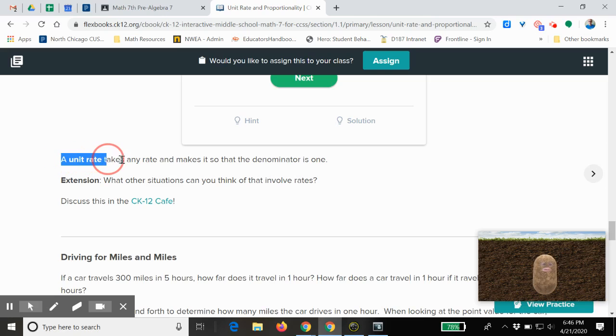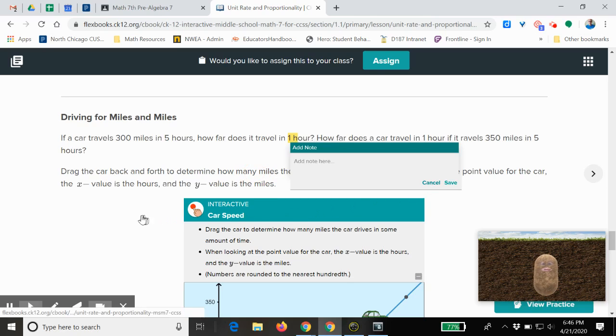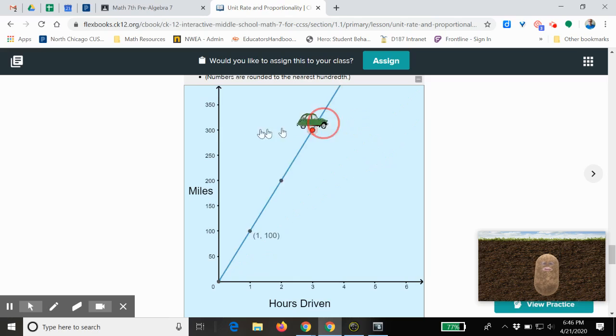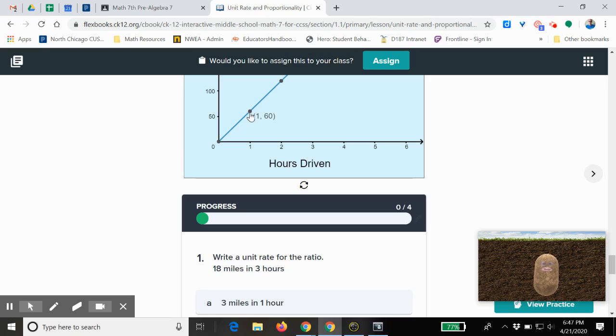A unit rate takes any rate and makes it so that the denominator is 1. What other situations can you think of that involve rates? All right. So if a car travels 300 miles in 5 hours, how far does it travel in 1 hour? So we're going for the unit rate here. So go down here, and I've already moved it. So it was 300 miles. Here's the 300 in 5 hours, right there. That looks like it's above the 5. So 300 miles in 5 hours, that means in 1 hour, it goes 60 miles.